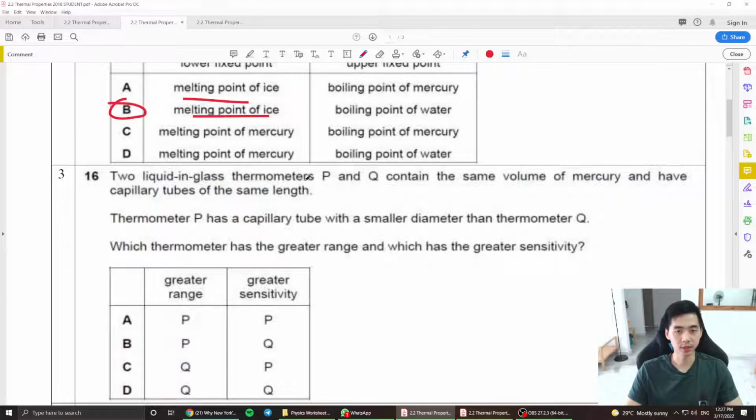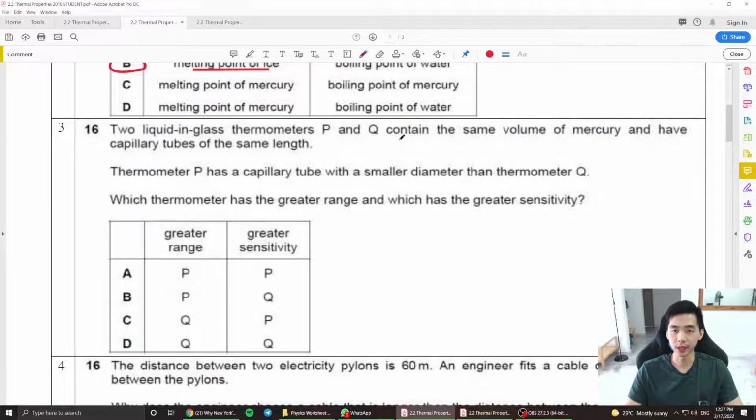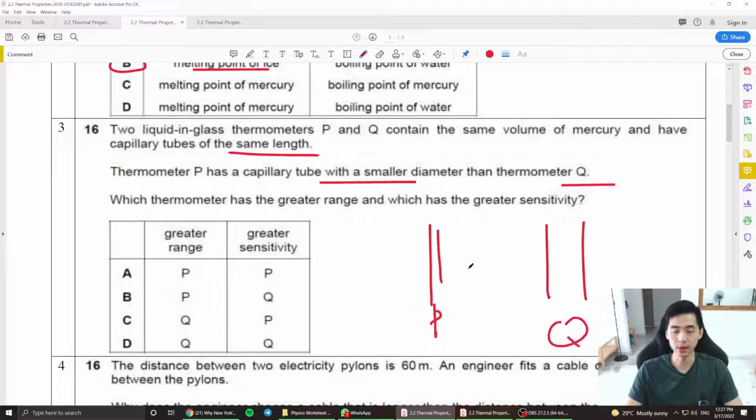Two liquid in glass thermometers P and Q contain the same volume of mercury and have capillary tubes of the same length. Thermometer P has a capillary tube with a smaller diameter than Q. So P has a smaller diameter than Q here. Having a smaller diameter indicates that it has a greater sensitivity. And this one here is definitely going to have a greater range.